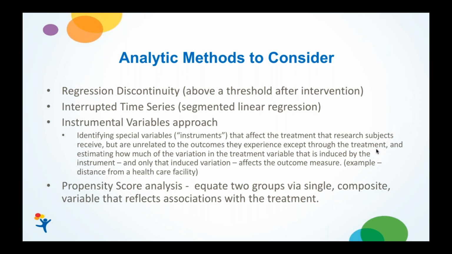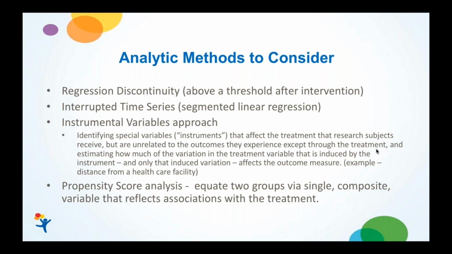An example that they gave is distance from a healthcare facility, right? If you live far away from an academic center, you may be much less likely to get a really cutting edge type of intervention, as opposed to if you live really close to an academic center. So that is really related to the treatment that they are receiving, but isn't necessarily directly related to their outcome per se.